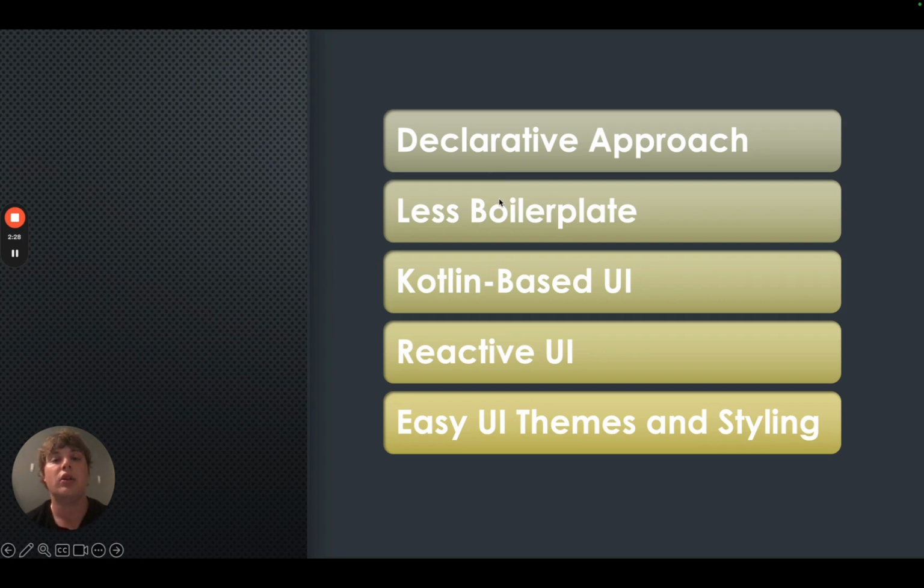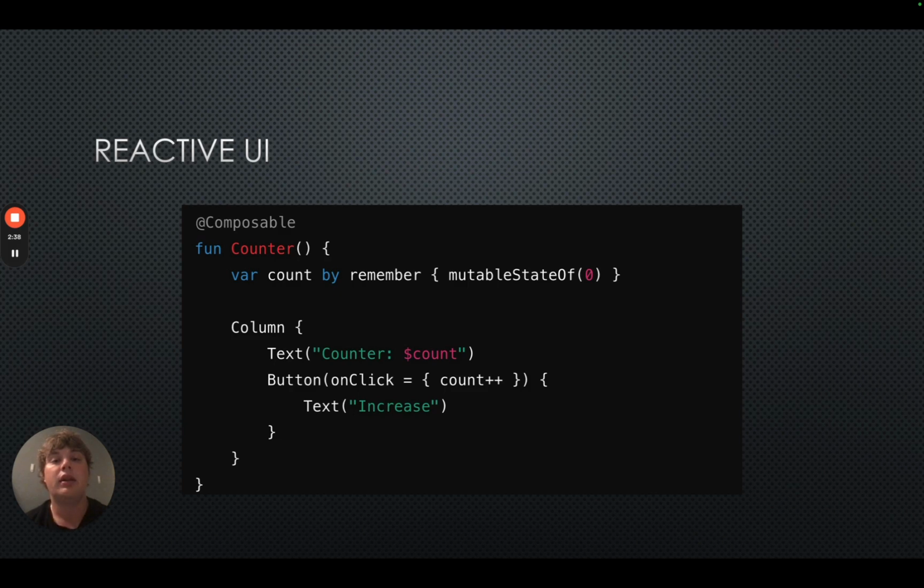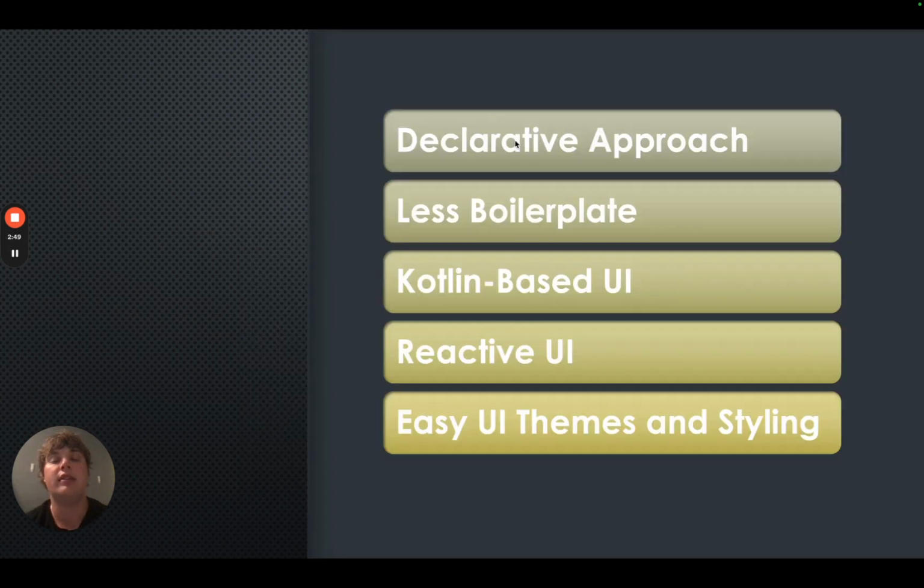Four, reactive UI. One of the best parts of Compose is that it's reactive. The UI automatically updates when the state changes without you needing to manage UI components manually. For example, here's how you can update the UI element when a button is clicked. Every time the button is clicked, the counter increases and the UI is updated automatically. Lastly, easy UI themes and styles.